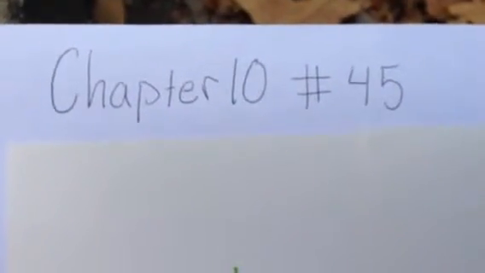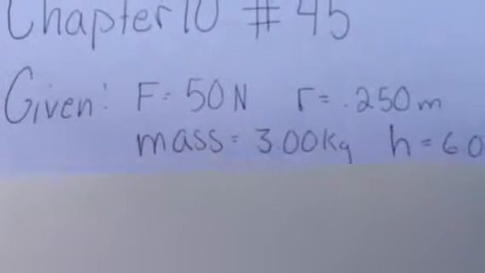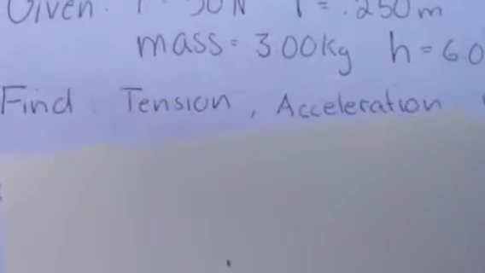So this is chapter 10, problem number 45. We're going to first list the givens. We know that the force is 50 newtons, the radius is 0.25 meters, the mass is 3 kilograms, and that the height is 6 meters. We now list the finds. We need to find tension, acceleration, and final velocity.